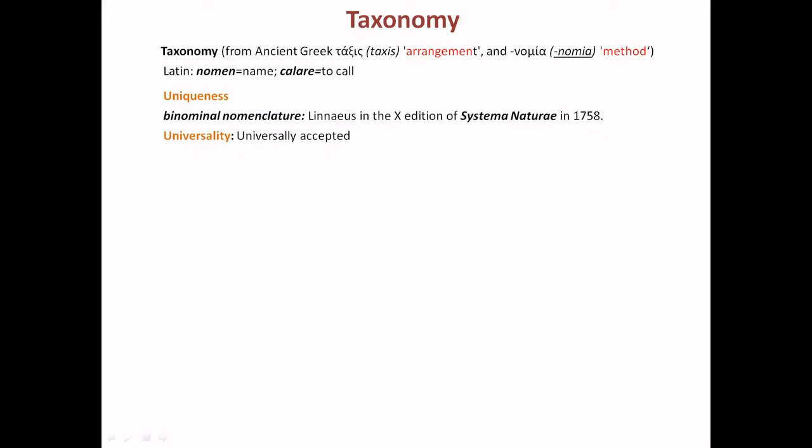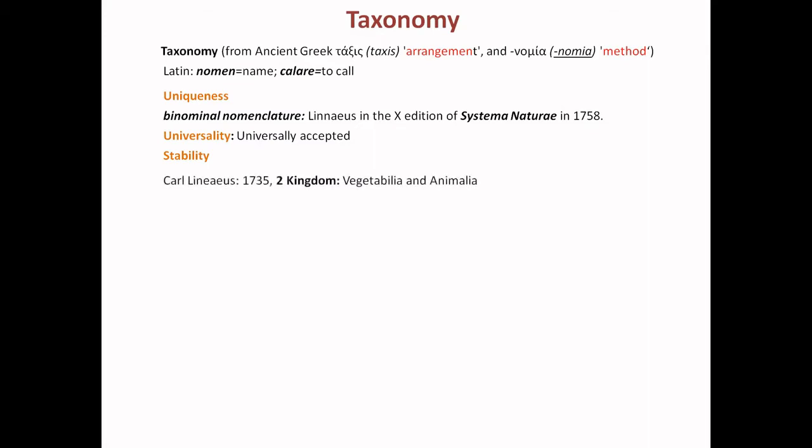Proposed by Carolus Linnaeus in the 1730s. There should be universality, meaning everybody in the world should accept it and use it, and it should be stable, meaning it should not change from time to time. So these are the three important criteria to give a binomial name to someone.